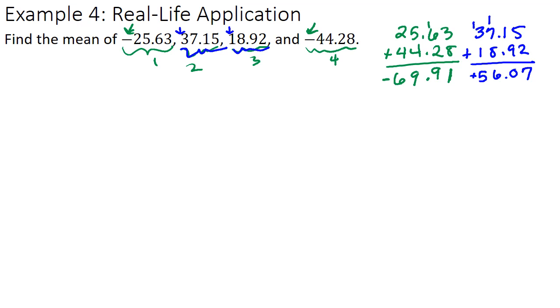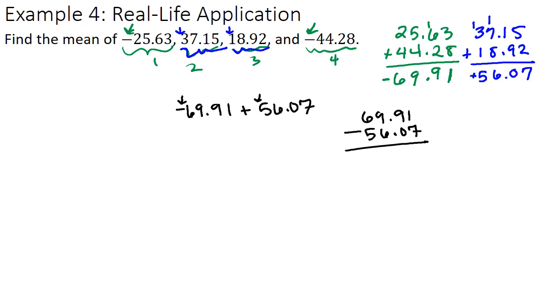So as I take negative 69.91 and I add that to 56.07, because one is positive and one is negative, what I'm actually going to be doing is subtracting. So I'm going to take that 69.91, I'm going to subtract that 56.07, and I'm going to take away from this 9, so I can borrow and make this 1 and 11.